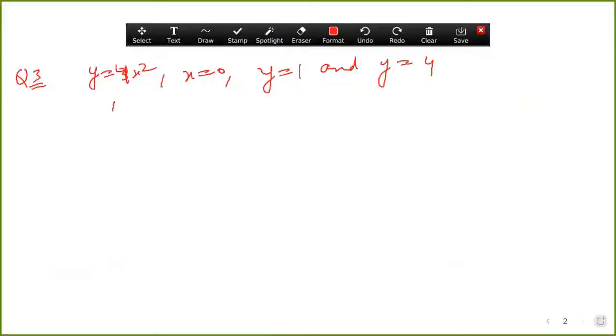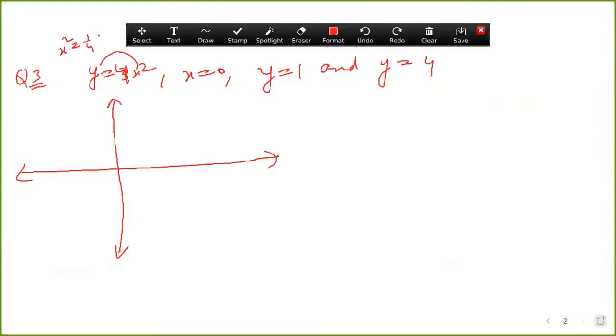Y is equal to 4x square. It means this is what? X square is equal to 1 upon 4 into y. This is the parabola which is symmetrical about y-axis. As you know, x square is equal to 4ay. 4a is equal to here, that is 1 by 4. So it's a parabola symmetrical about y-axis. I have to plot the graph. Curve is parabolic curve. This is a parabola. Y is equal to 4x square. I have told you this is x square is equal to 1 upon 4y.